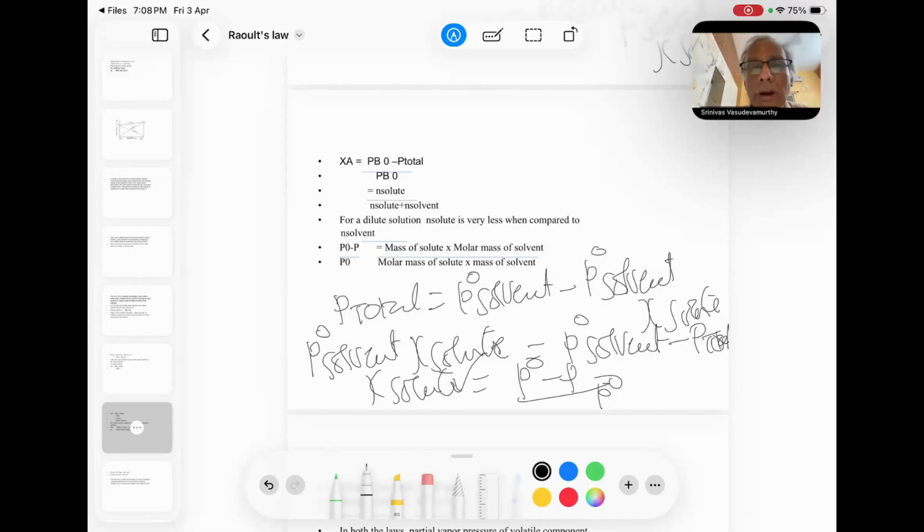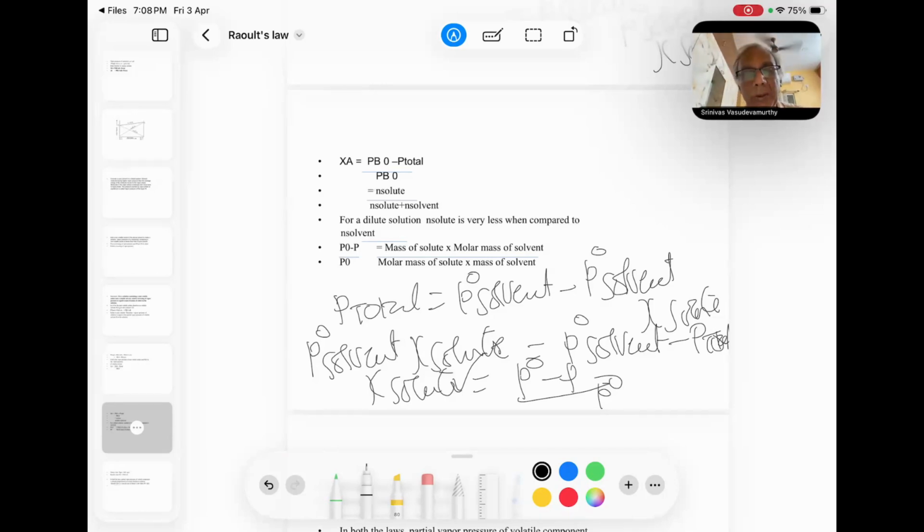For a dilute solution, n solute is very small compared to n solvent. So the denominator n solute plus n solvent can be taken as n solvent. Then I can write P naught minus P by P naught equal to mass of solute by molecular mass of solute into molecular mass of solvent by mass of solvent.